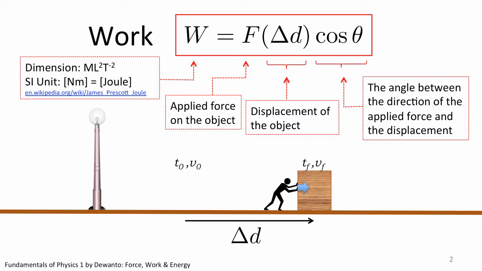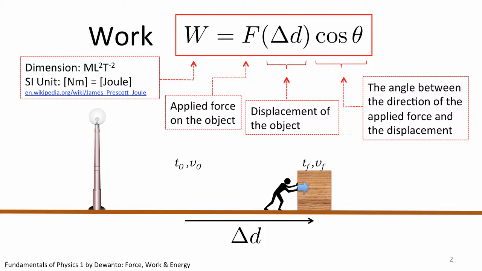The SI unit of work is given by the SI unit of force multiplied by the SI unit of displacement, which is Newton times meter or Newton meter. Newton meter can further be written as joule, named after James Prescott Joule, a 19th century physicist who studied heat and its relationship to mechanical work. Some of you might have recalled that joule is also the SI unit of energy. Indeed, you can think of work as a form of energy. We will come back to this at the later part of this video.